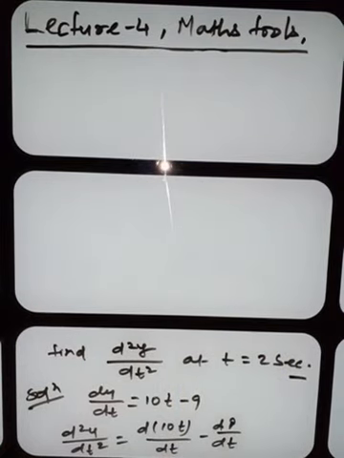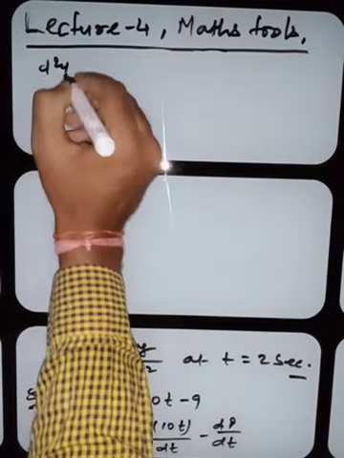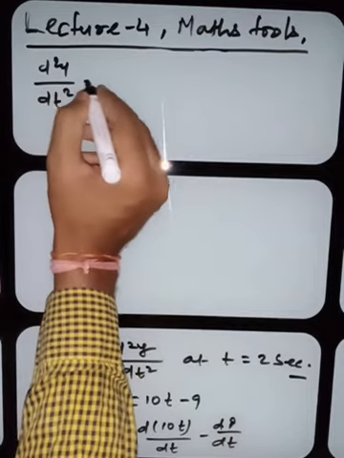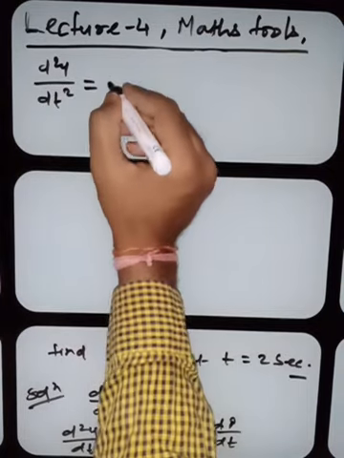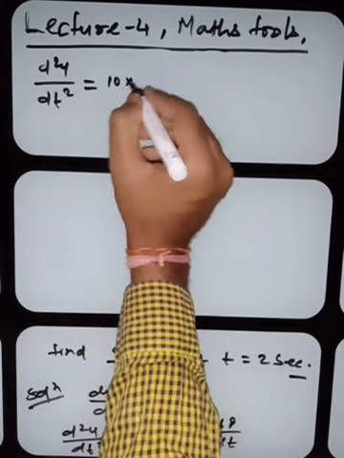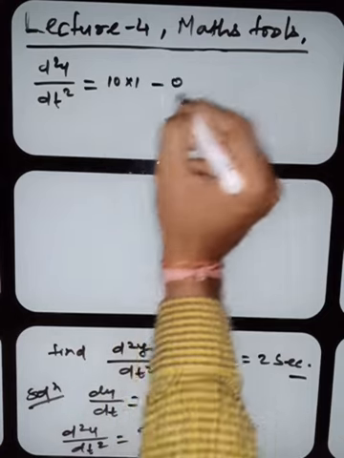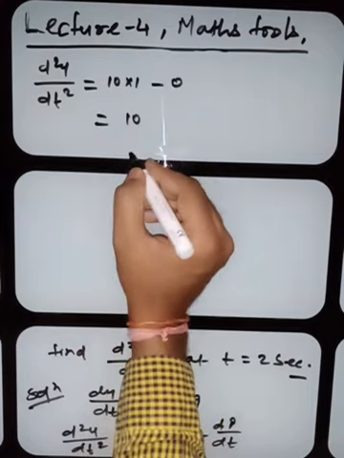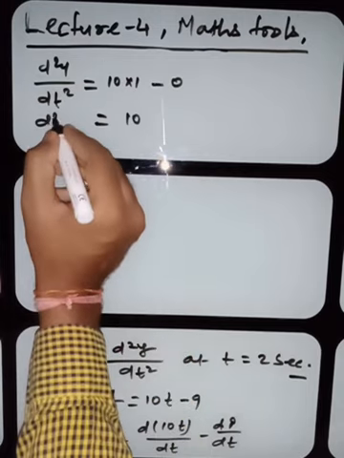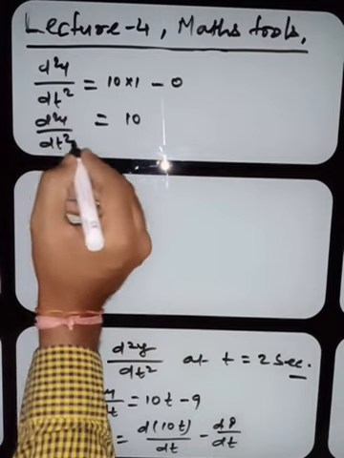Now d2y by dt square, how much is it? 10 will be out, dt by dt is 1, minus 0. So we are having the answer 10. It is d2y by dt square.